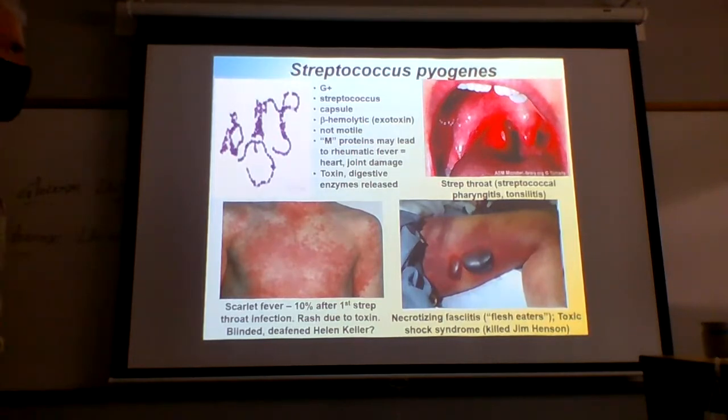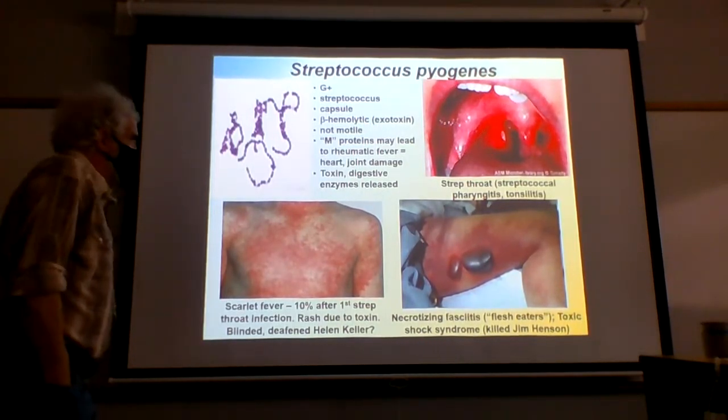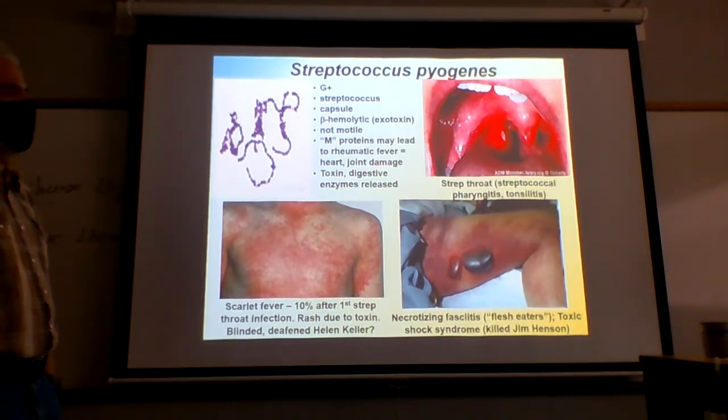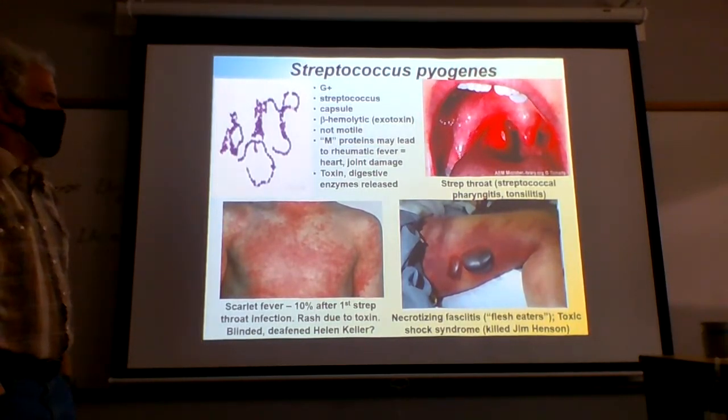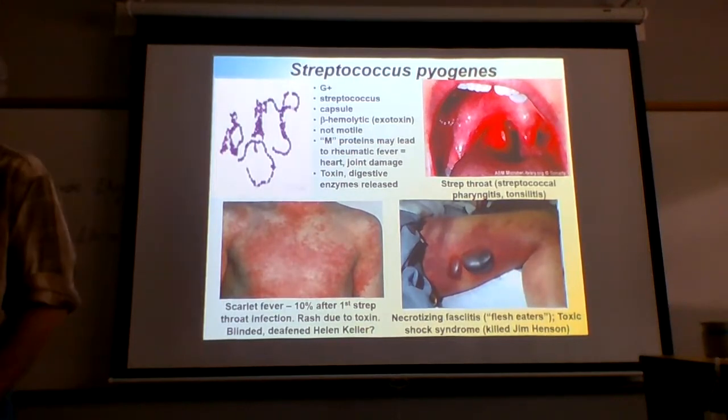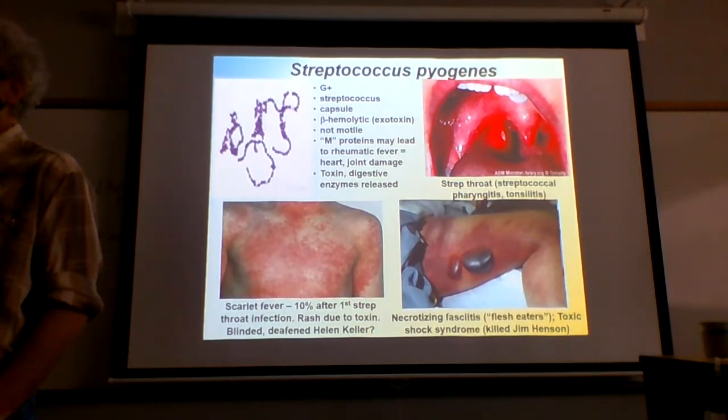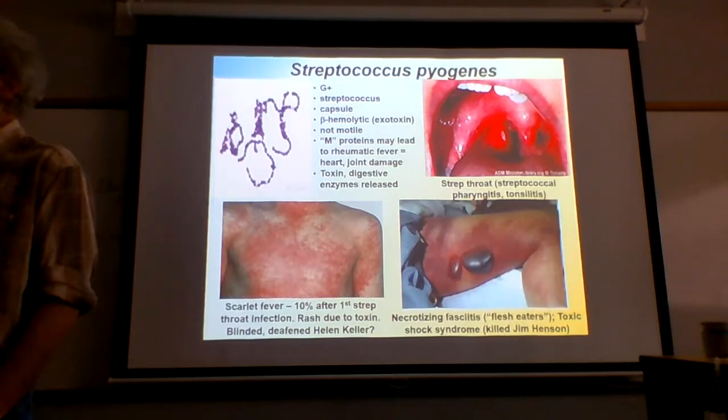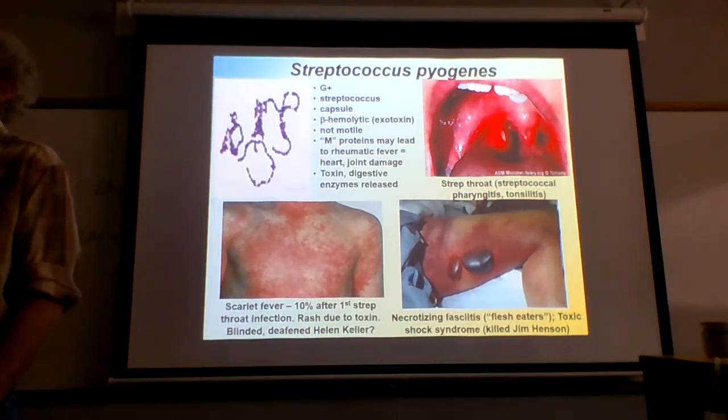So, one of the first upper respiratory bacteria to talk about is Streptococcus pyogenes. And this is responsible for strep throat. How many of you have had strep throat? I don't think if I had, no one cared.